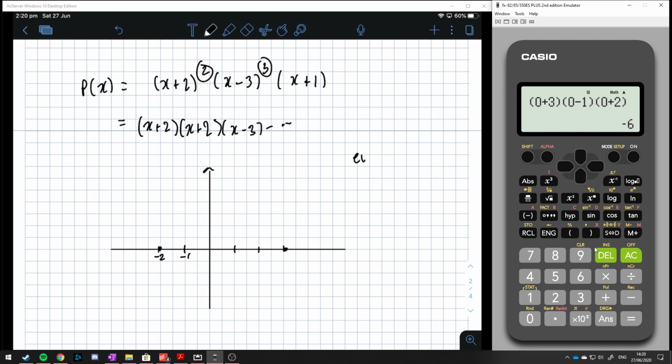Okay, so even power means that, and it's a positive because it's only a 1 out the front, so it means that this one's going to come up like this, and this one's going to come up like this, okay? So because it's an even power, they're both going to go in the positive direction. So if this was negative, lots of this, then they would go down. But because it's not negative and it's in fact positive, they're both going up.